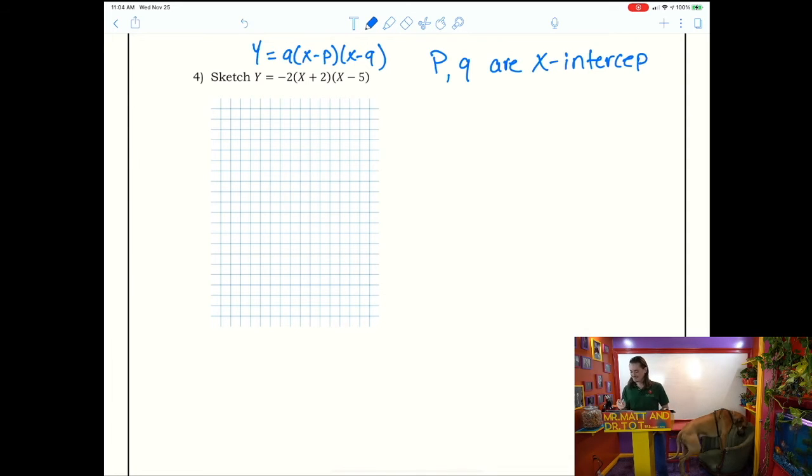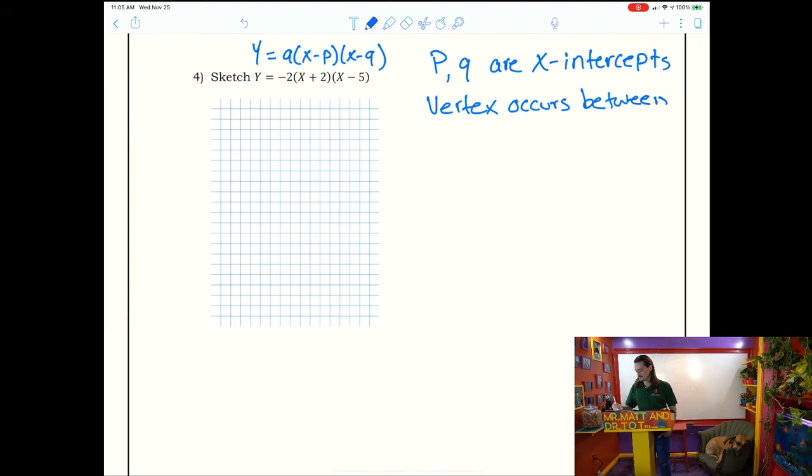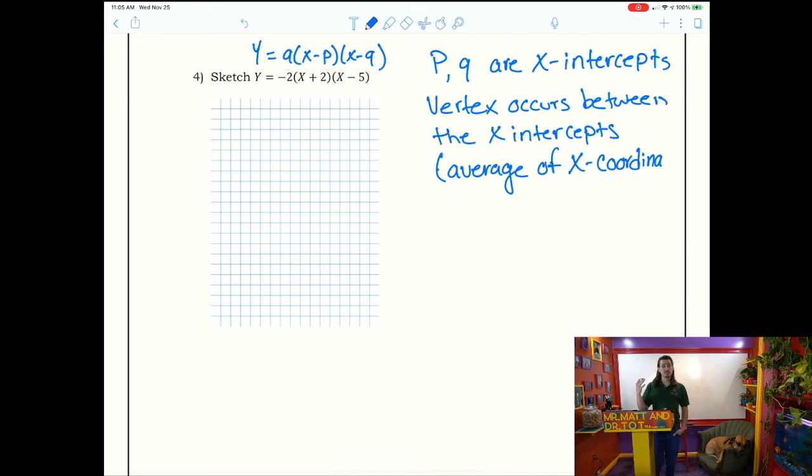So p and q, notice they're the opposite signs than what's listed in the equation. Positive p and positive q are x-intercepts of the graph. Also, you need to know that the vertex occurs between the x-intercepts. So in other words, it's the average of the x-coordinates. Remember, an average is the sum divided by the number of terms. So if you take the x-coordinates of the two x-intercepts, you can find the distance between them, and you can find what value the x-coordinate of the vertex lies on.